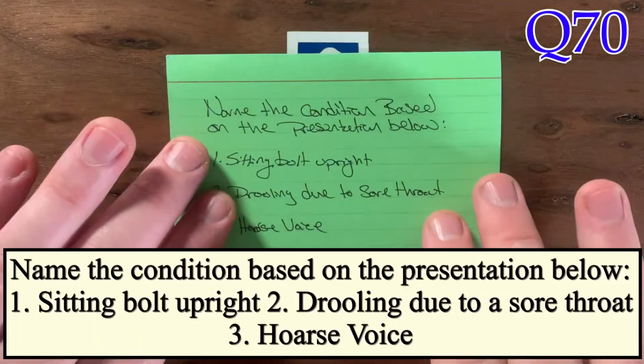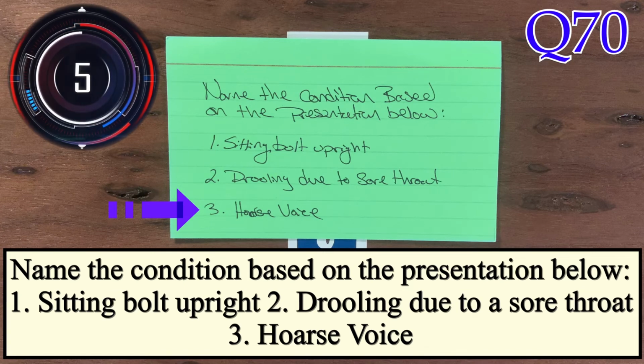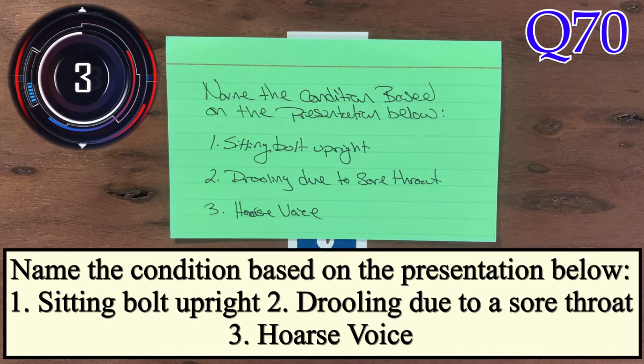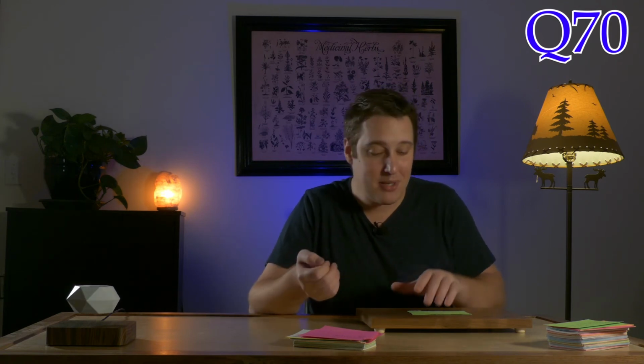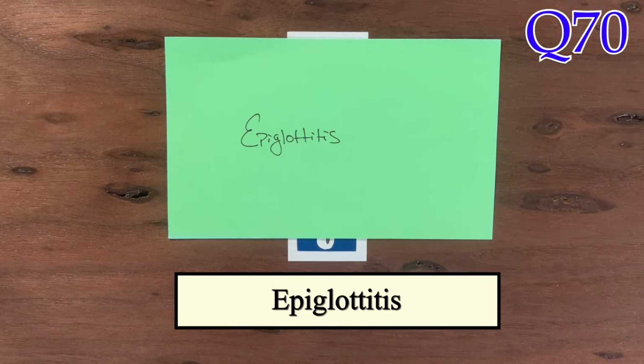Name the condition based on the presentation below. 1. Sitting bolt upright. 2. Drooling due to a sore throat. 3. A hoarse voice. So all these are signs and symptoms pointing to a condition known as epiglottitis, which is an infection causing swelling of the patient's epiglottis. Alright guys, so that is going to do it for this episode.